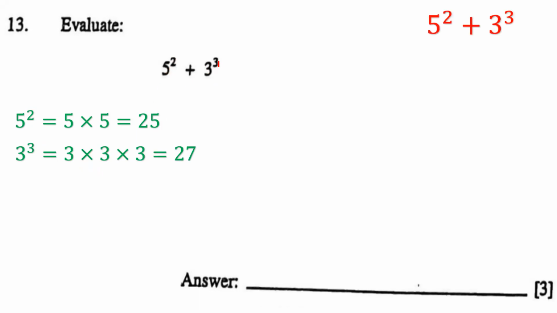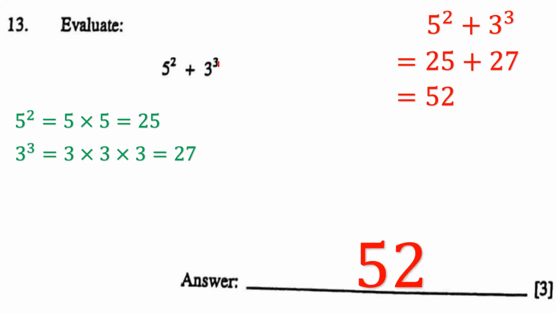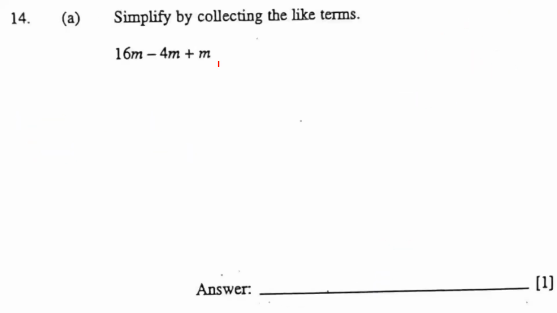So let's use those numbers as we evaluate this expression. Again, 5 squared is 25, and 3 cubed is 27. When we add them together, we get 52. And so the answer for this question is 52. Next, let's move on to question number 14a.